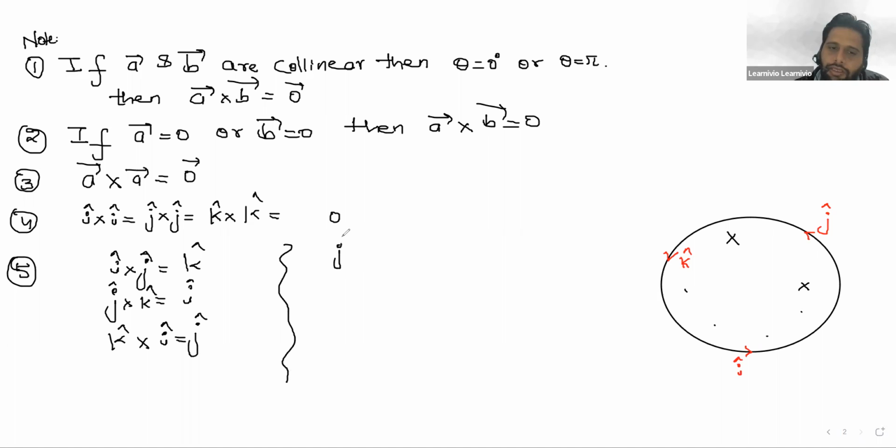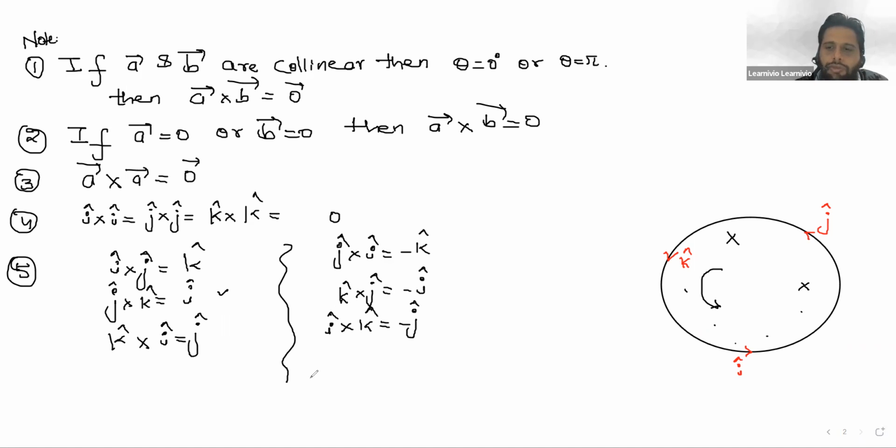So if you're finding J cross I, you will get a minus K cap. Then K cross I will be minus J cap, right, sir? K cross I, no. We are moving in this direction, anti-clockwise, so K cross I will be equal to J cap. Yes, sir. I cross K will be minus J. So if you do the opposite, K cap into J cap, you will get a minus I cap. Here, I cap into K cap will be equal to minus J cap.